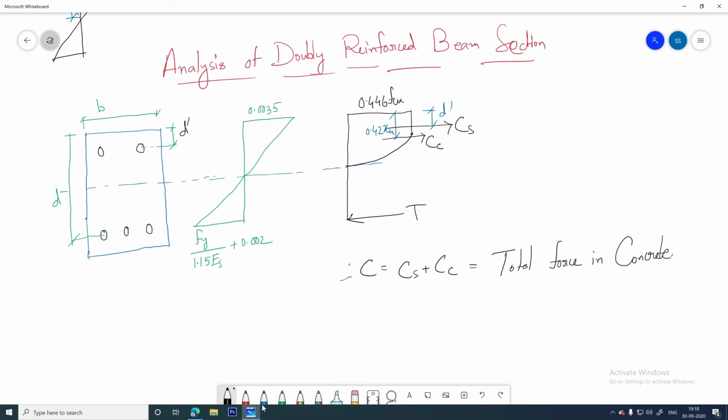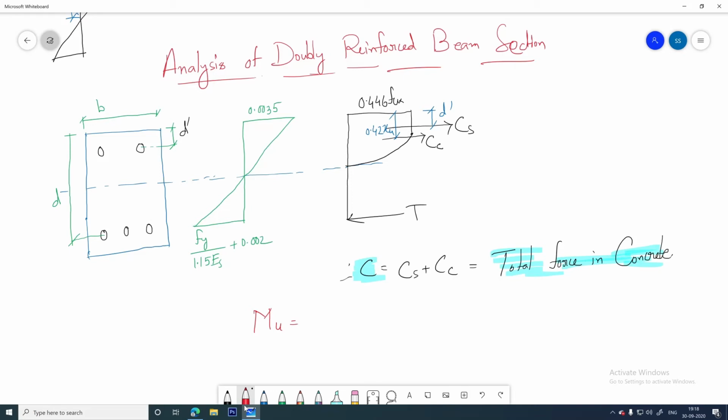Done. This is the total force in concrete, and what will be the total moment then? Mu. Total moment will be, one is due to the CS and one is due to the CC.